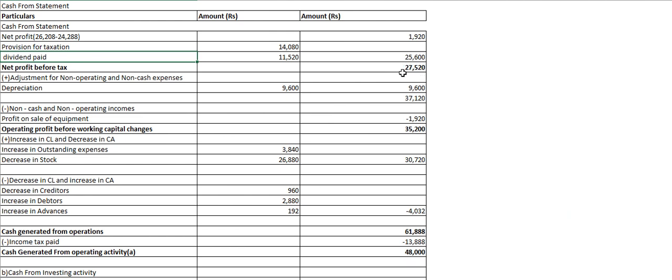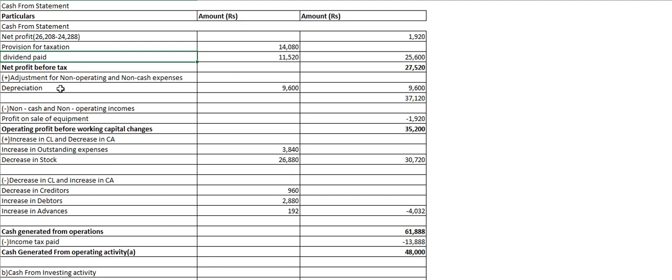This 27,520 is the sum of net profit plus your appropriations made, which is total of 25,600. So you get the resultant figure to be 27,520. This is nothing but net profit before tax. Sometimes in the question itself they will give net profit before tax. At that time you will not add up any appropriation, that is before tax itself. So only when they give normal net profit or the profit and loss balances or the retained earning balances, you will do this. Or else if they give only net profit before tax, you will start from here itself.